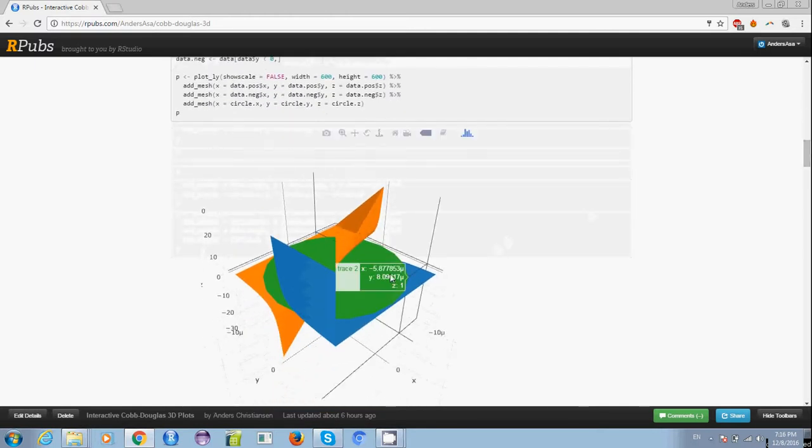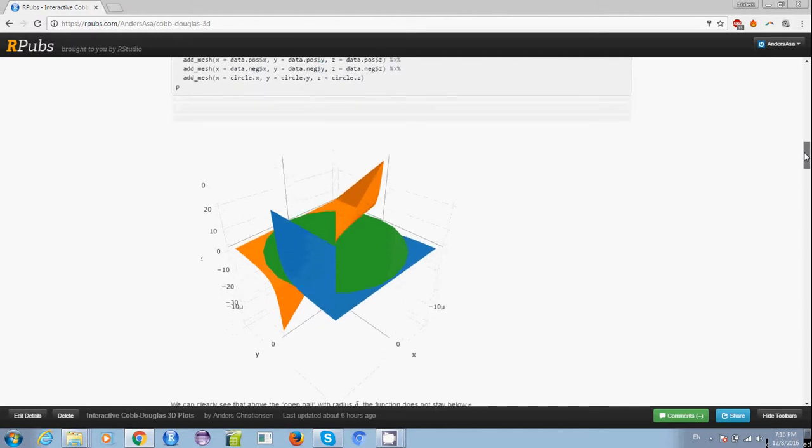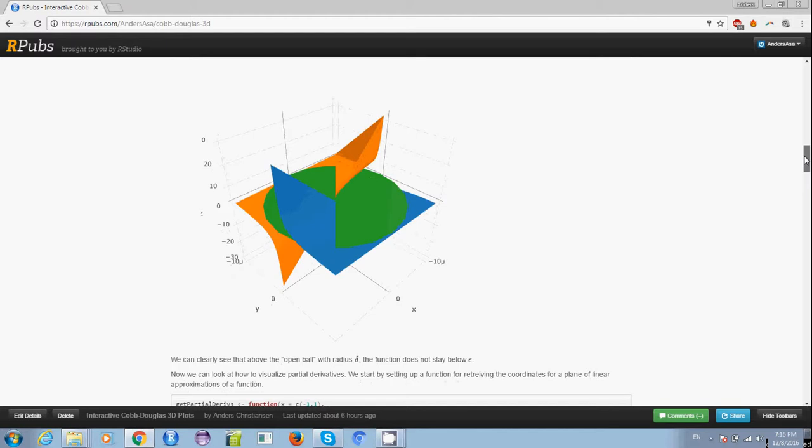If we look at this plot, the green circle represents delta. And we can see that there are points at delta where this function is greater than 1. All the points where the orange is sticking out above the green, those are points where the function is greater than epsilon, even though it's within delta of the origin. So we can see from this graph that the limit does not exist.